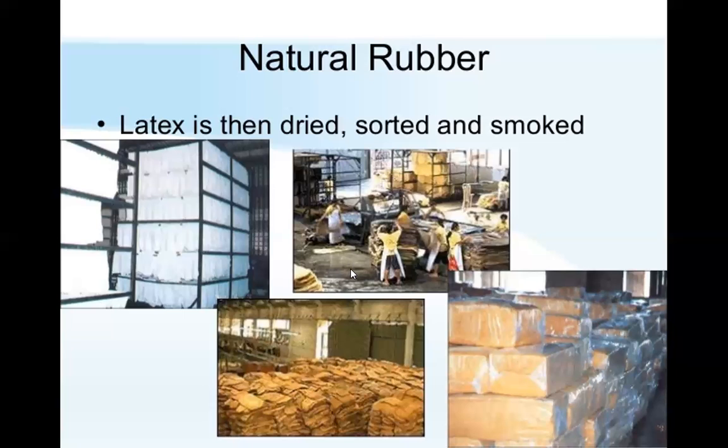The final roller gives a ribbed pattern to the rubber sheet, which helps in quick drying and prevents the sheets from adhering to one another. The sheets are hung for about 4 days in a smoke chamber at 40 to 50 degrees centigrade. This rubber is called smoked rubber. In this way, the latex is dried, sorted, and smoked. So this is about the processing of natural rubber.